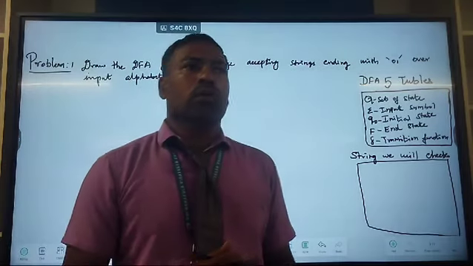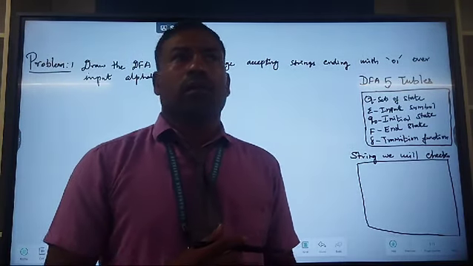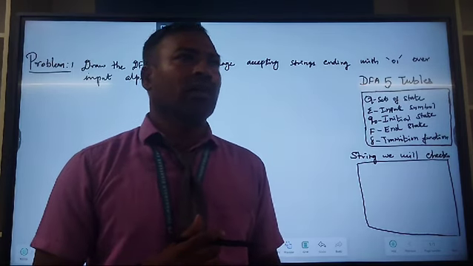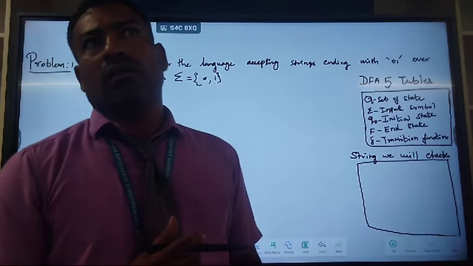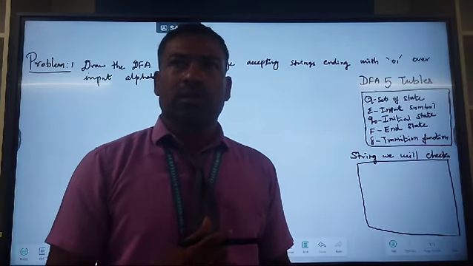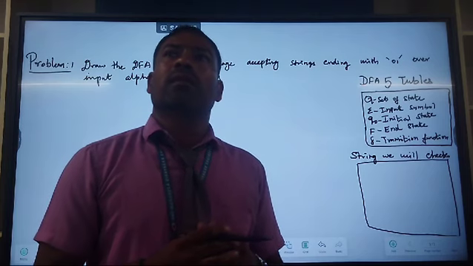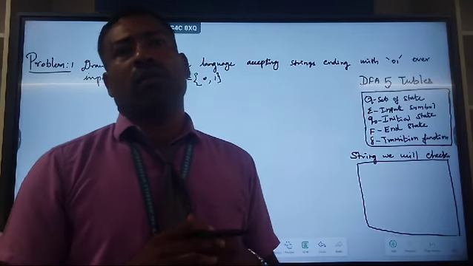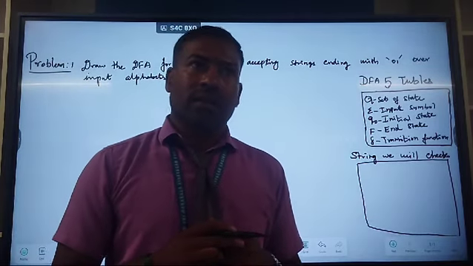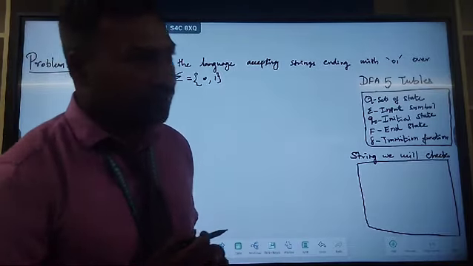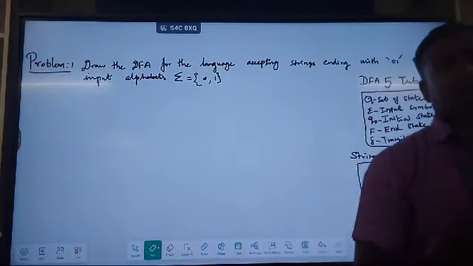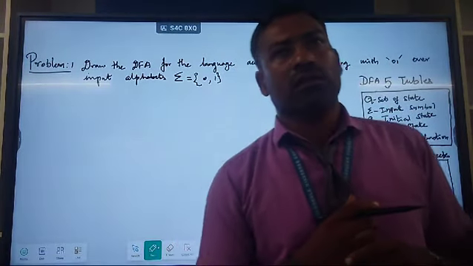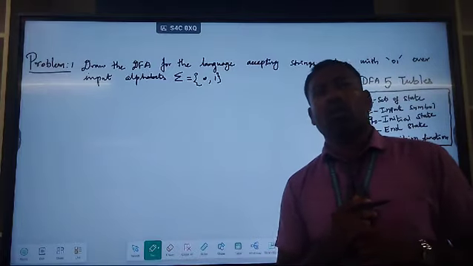Last class we discussed what is automata and types of automata. There are four types of automata. One is finite automata, second pushdown automata, third one linear bounded automata, and fourth one Turing machine.